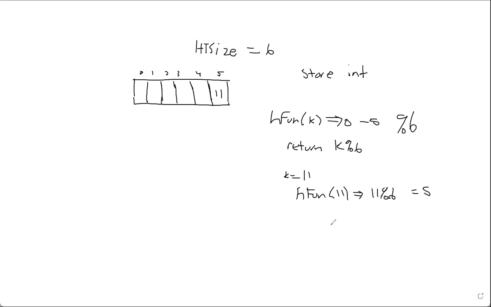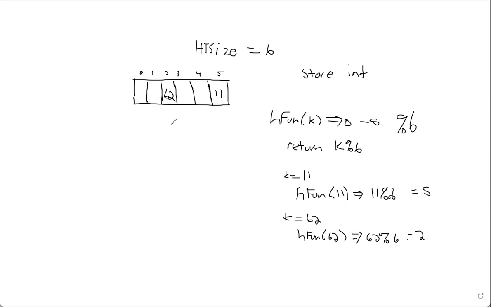Then let's say I want to do k equal to 62. Keep it easy. My hash function of 62 is going to be equal to 62 mod 6. I take 62 divided by 6, which gives me a remainder of 2. So 62 would be stored there. That's the basic way this works.